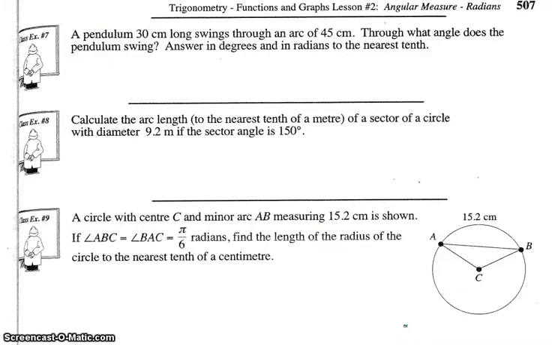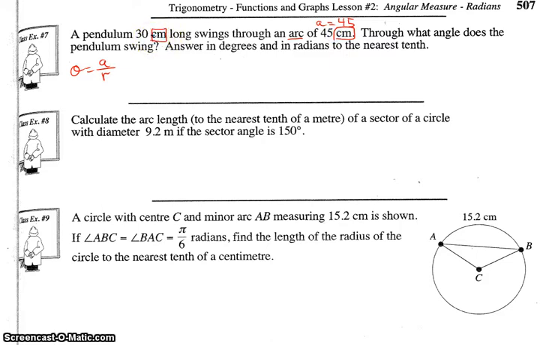Okay, example 7. A pendulum 30 centimeters long swings through an arc of 45 centimeters. Through what angle does the pendulum swing? Okay, now how do you recognize that this is one of those questions? Well, they mentioned arc, right? Which means this is probably our arc length. In other words, A in that formula of theta equals A over R is equal to 45. Okay, make sure the units here are the same.